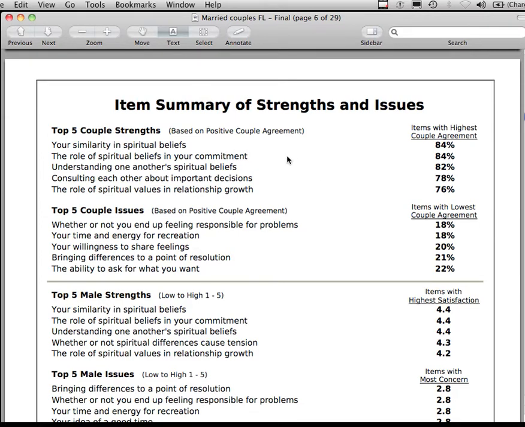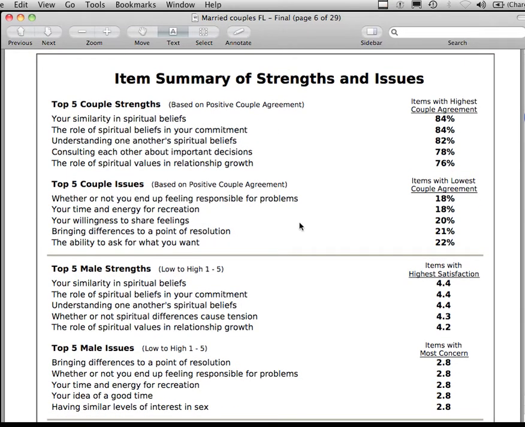Well, not surprisingly, these are pretty much all about faith. There's one item here around roles, consulting each other about decisions. But you can see 84% of the couples were agreeing on these items, 82, 78, 76. So from over 1,000 couples, that's a high level of agreement on these types of items. It tells you the issues where couples feel the best about their relationship.